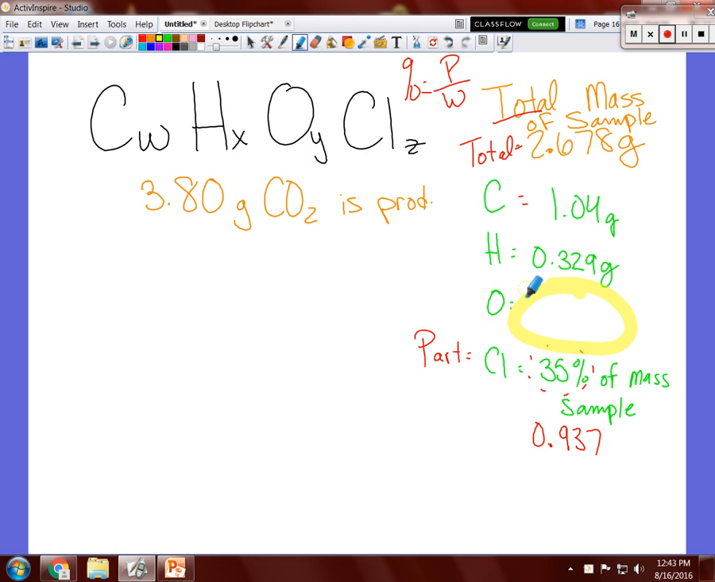Sir. 2.678. Do what? Do you multiply the top number by the molar mass and divide it by the other one? The total is? Say it again.